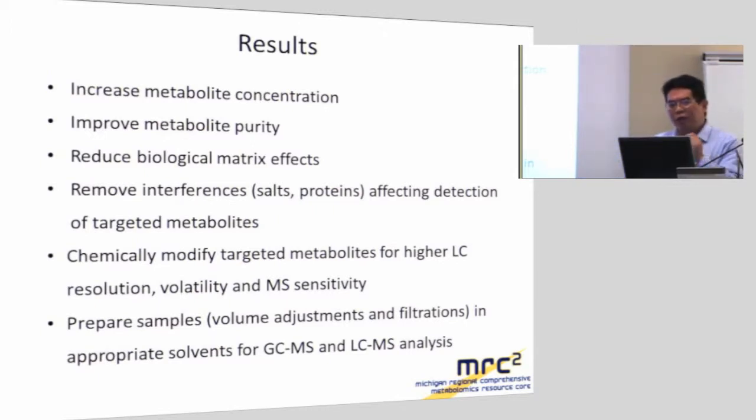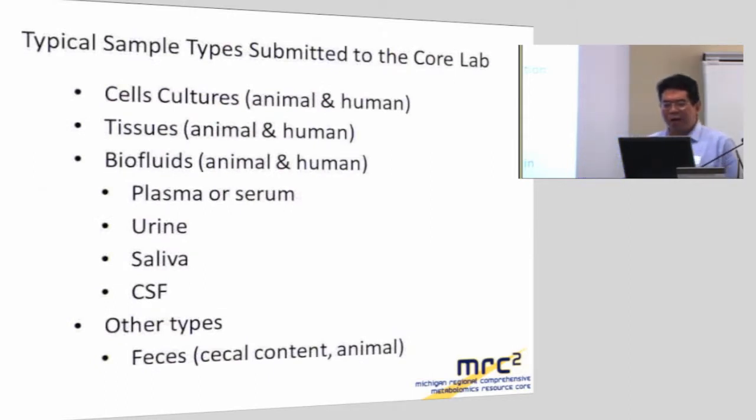We also want to increase the purity of your targeted compound. The next one, we want to reduce the biological matrix or interference like salt or proteins that will affect your detections. And sometimes chemical modification has to be done because we want to increase the detection limit, we want to increase the LC separation resolution, or we want to increase the GC volatility so it can be analyzed by GC. And the sample must be carefully prepared, free of particles and other interference, to get into the system to be analyzed properly.